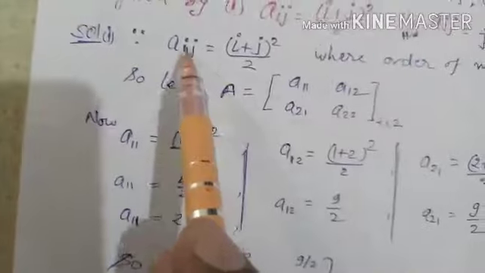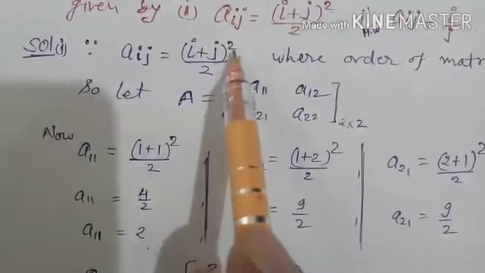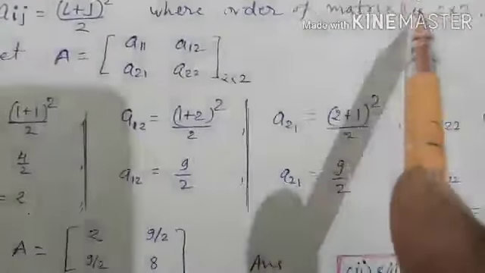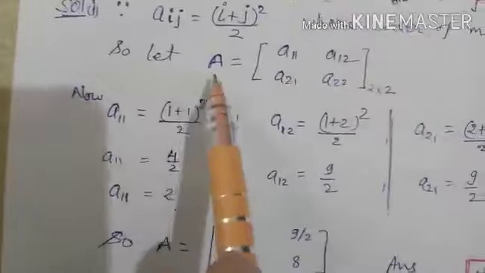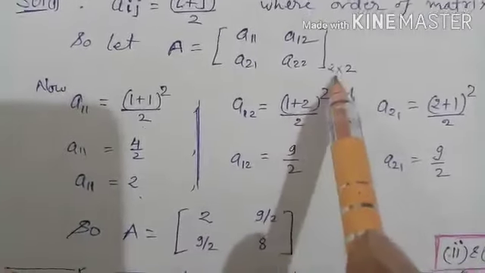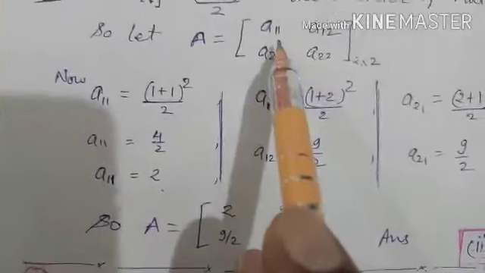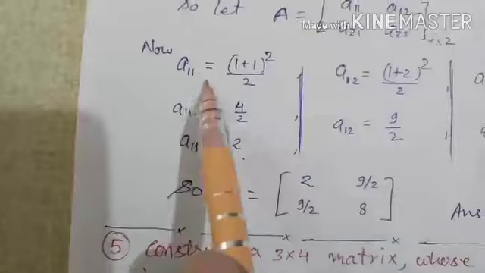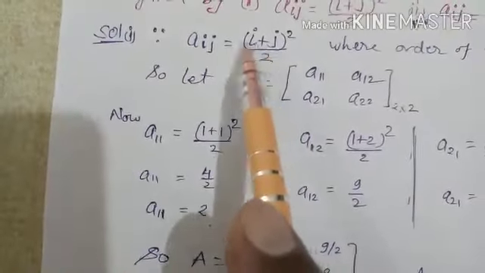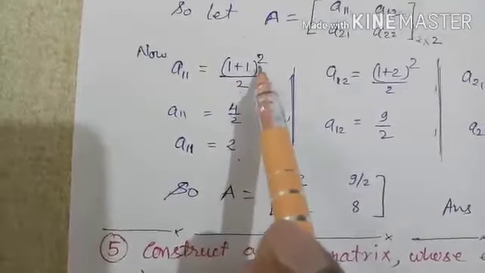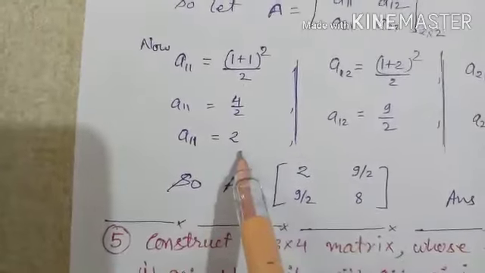Solution of first part. aij is (i plus j) whole square divided by 2, where the order of the matrix is 2 by 2. So let matrix A be equal to a11, a12, a21 and a22. This is a 2 by 2 matrix. Now find the elements a11, a12, a21 and a22. So first element a11. Use this definition of aij. (i plus j) whole square means (1 plus 1) whole square divided by 2. 1 plus 1 means 2, 2 square is 4, 4 by 2 means only 2.